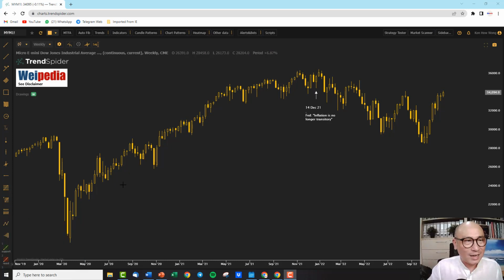Now, this is a weekly chart for micro E-mini Dow Jones futures. Let's look at this trend line. First, we have to find a point to get started. And then what we could do here is find at least 3 significant troughs to identify this nice uptrend.